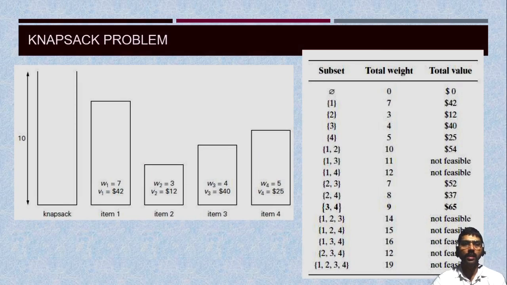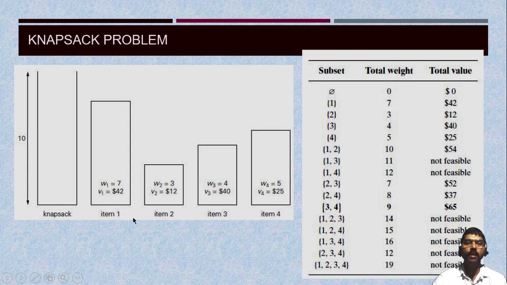Now consider this example here. Our knapsack size is 10 and we are given n number of items, and these items have some weight and value. Item 1 has a weight of 7, whereas it has a value of 42. Item 2 has a weight of 3 and a value of 12. Item 3 has a weight of 4 and a value of 40. In a similar way, I have one more item, item 4, whose weight is 5 and value is 25.